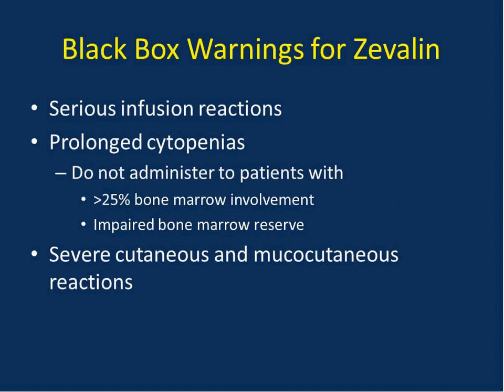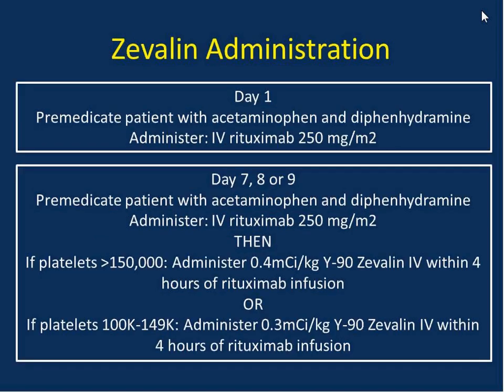Similar to Bexar, patients can have infusion reactions, again, have the risk of prolonged cytopenias, and so you will see comments that if patients have a significant amount of bone marrow involvement or impaired bone marrow reserve, which isn't necessarily specified, then they would not be candidates for treatment with Zevalin. And then the risk of cutaneous reactions, similar to rituximab. And so it's still somewhat complicated, but it's a little bit easier to administer than Bexar.